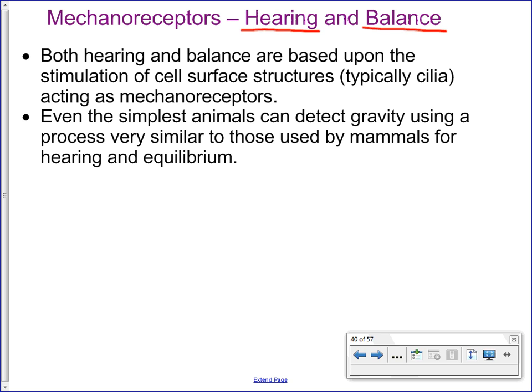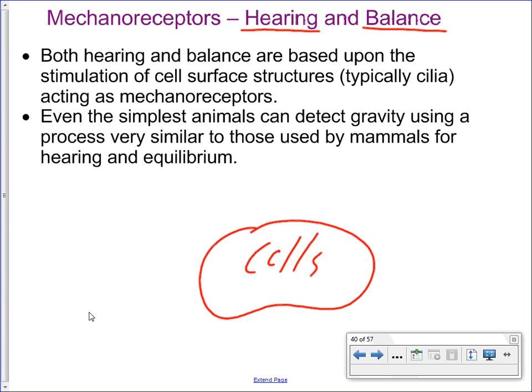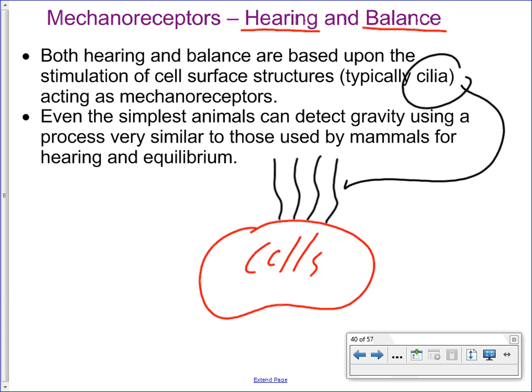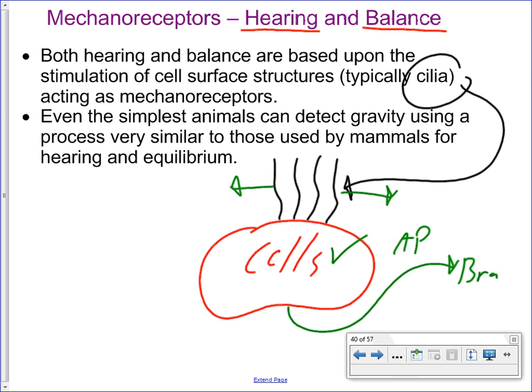So these are based upon having some surface structures, some cells, and protruding out of these cells, we're going to have some very, very small hairs, and these hairs are referred to as the cilia. So anything that gets the cilia moving in one direction or the other is going to stimulate these cells. That's going to generate an action potential in sensory neurons, which will send a message to the brain and provide some information related to hearing and related to balance.